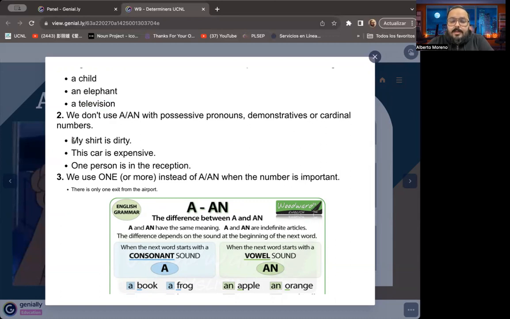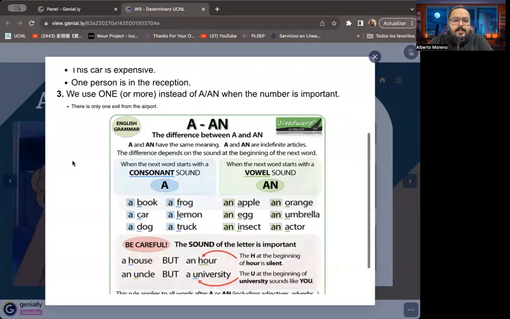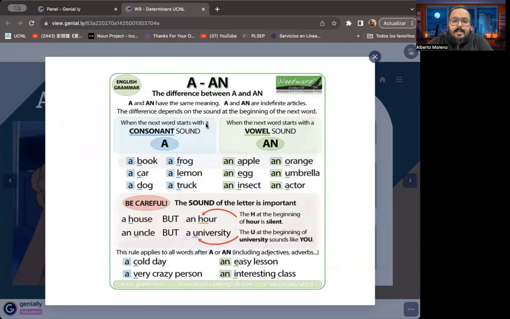And the cardinal numbers. Cardinal numbers are 1, 2, 3, 4, 5, 6, 7, 8, 9, 10. And so the numbers we already know. So there is no need to use a or an with cardinal numbers, because when we use cardinal numbers, we want to emphasize the number. So even if a or an means uno or una, when we want to emphasize the number, we have to use the number itself. Okay. And we use one or more instead of a or an when the number is important, when we want to make an emphasis on it.